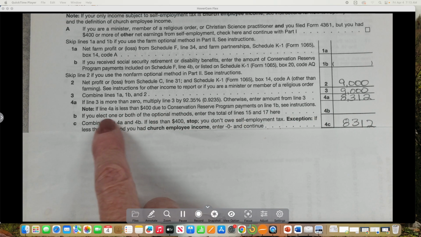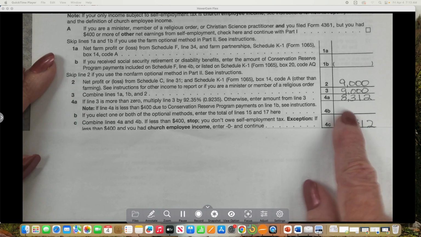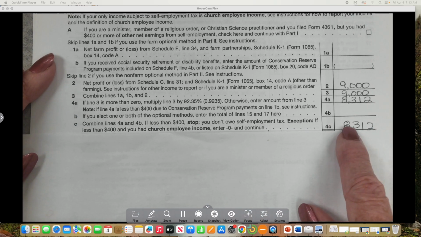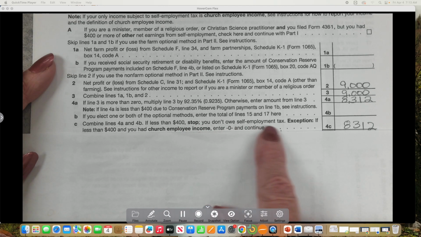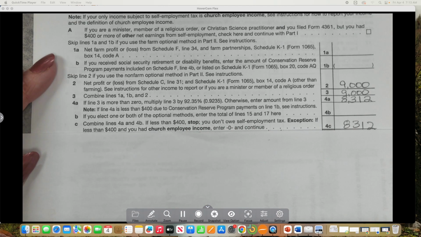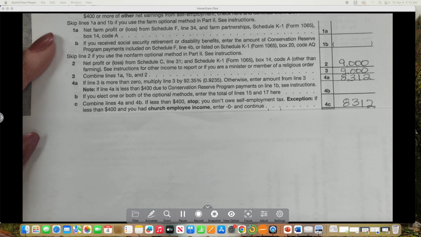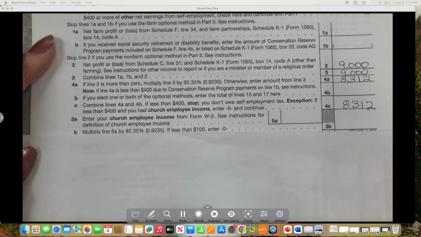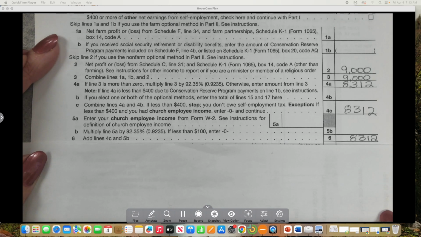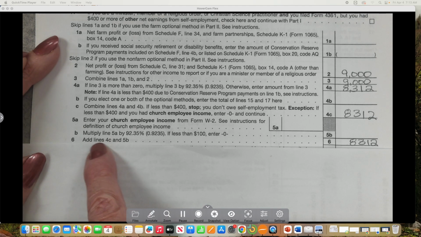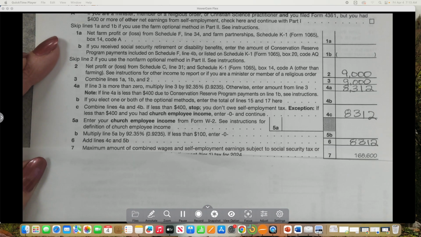Down here, this is going to be something that we are not going to do. So we are going to skip that. This is going to say if less than $400, stop, you don't owe self-employment tax. So anything underneath $400, we are not going to owe on. But we are well over that. We are not a church employee, so we're going to skip down to line 6, and it says add lines 4C to 5B. Obviously, we don't have anything there.